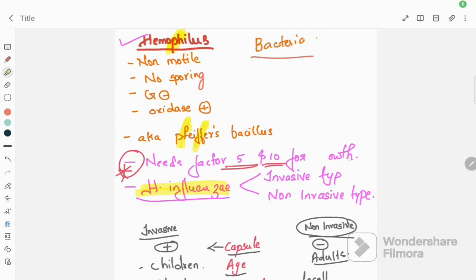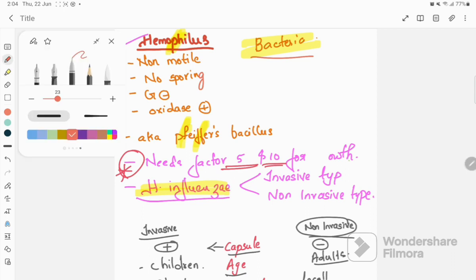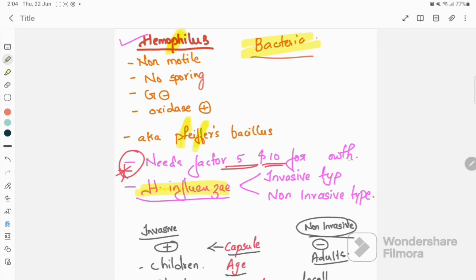Hey guys, today let's talk about Hemophilus. Hemophilus is a bacteria. A few basic points about Hemophilus we'll discuss first. It is a non-motile organism. It does not like to move around. Like it's a lazy person.